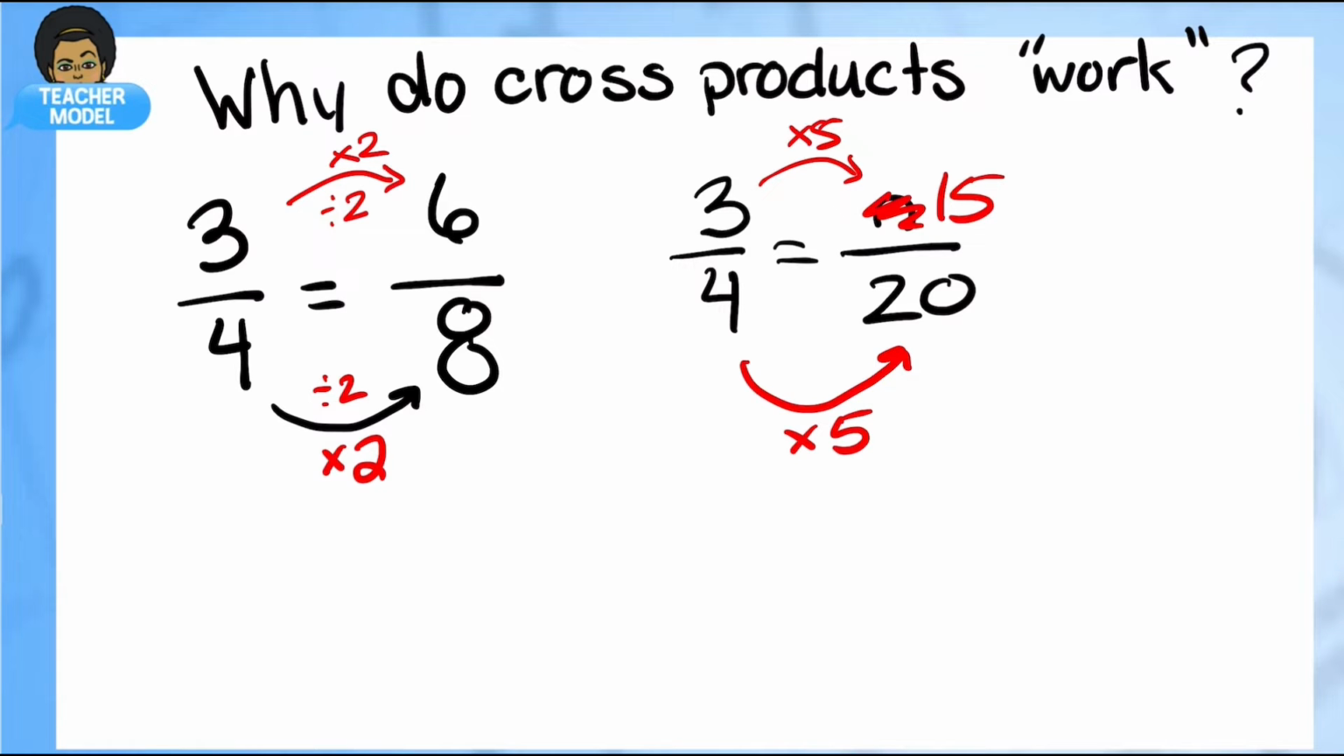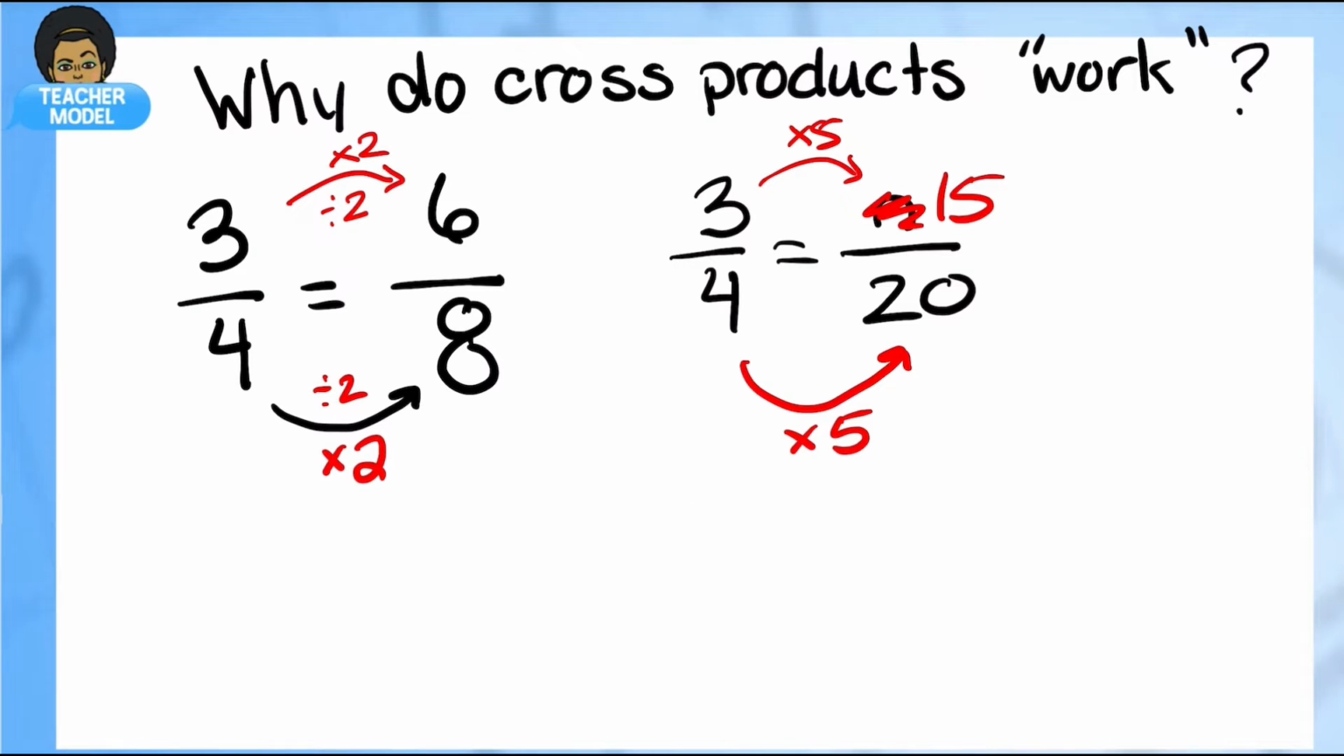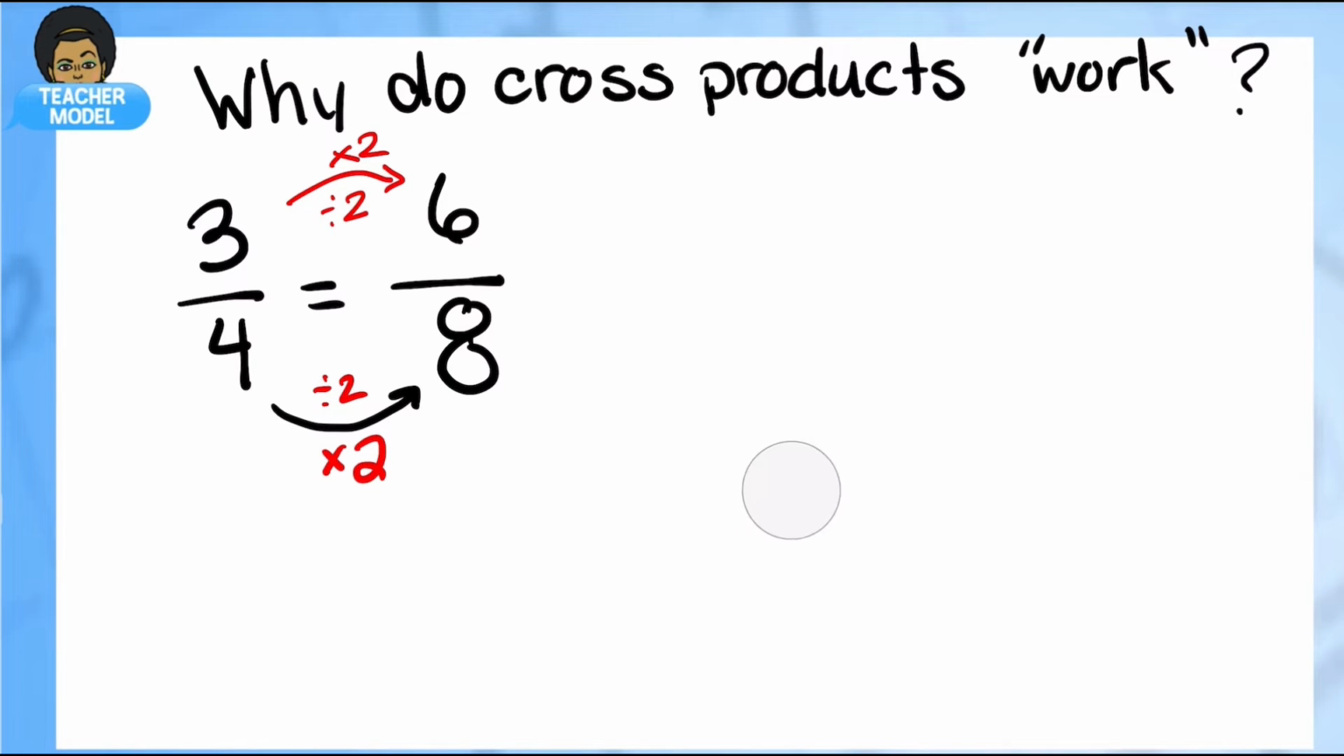And that pattern worked out really well for us until we got a number that you could not easily multiply. So for example, if you had 3/4 is equal to 22, now this method didn't work so well. So we need to find another way to make these equivalent to each other. But before that, we're going to go to another method that you probably learned about, which was cross products.